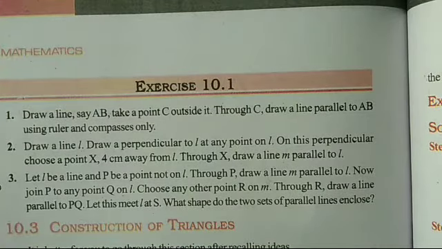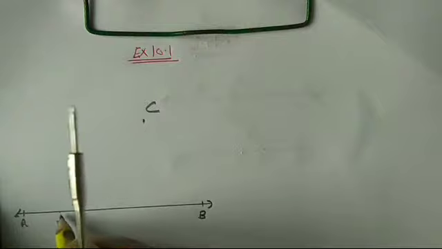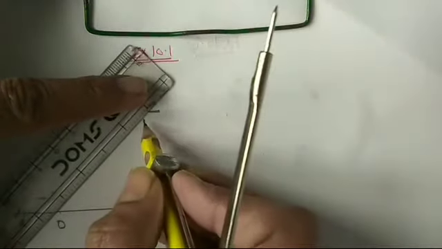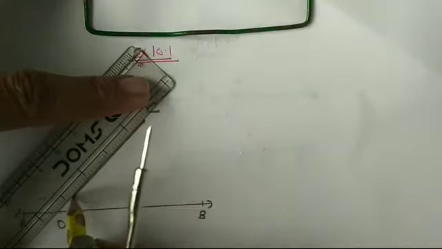So look here. The question says just take a line. So take a line AB. Suppose this is the line AB. Now take a point C outside it. Suppose we are taking a point C here. Now we'll take a point D on this line AB and we'll join this point D with C, that is, we join CD.